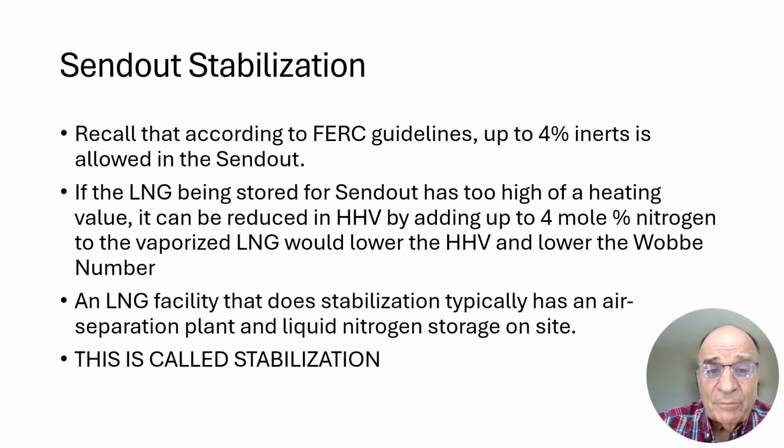So you have to have an air separation plant on site or a large storage of nitrogen so that you can inject that nitrogen into your send out to lower the BTU content and to lower the Wobbe number in the event you have a storage of high BTU LNG that needs to be made into send out. So an LNG facility that does stabilization typically has an air separation plant on site or nitrogen storage. Now this is called stabilization. This is called stabilizing the send out.